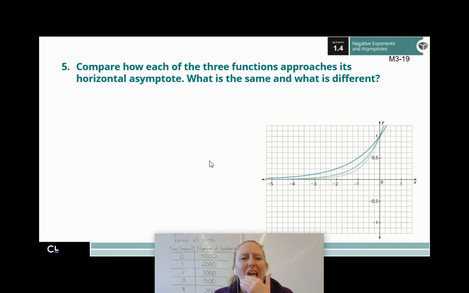So can you look at how each of the three functions approach that horizontal asymptote? What's the same? What's different? Just jot down your thoughts. Hit pause, write it down, hit play, keep going.